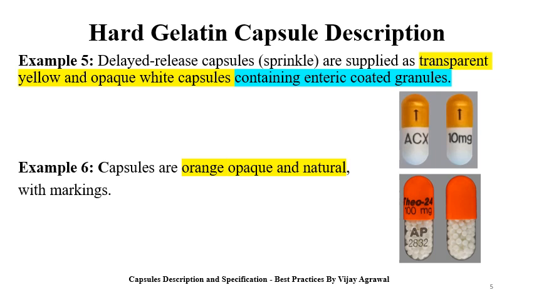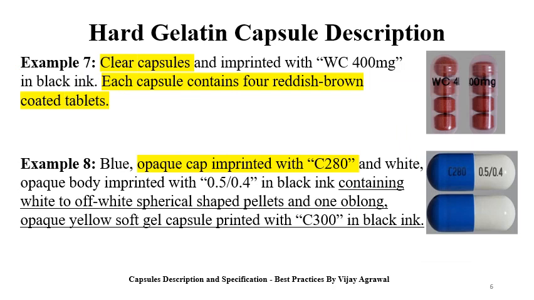Then example 6. Capsules are orange opaque and natural with markings. So here the body is clear, that is transparent, and the cap is opaque. So that is mentioned in the description. Example 7. Clear capsules imprinted with WC 400 mg in black ink. Each capsule contains 4 reddish brown coated tablets. Here, surprisingly, you can see the 4 coated tablets are kept in the capsule for a single dose.